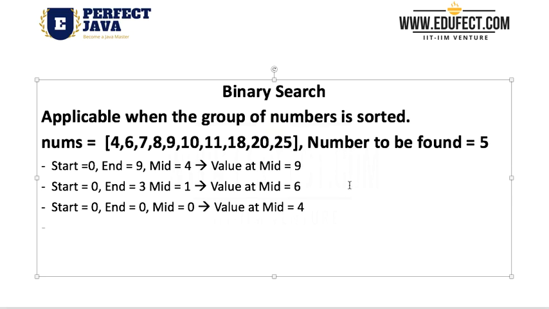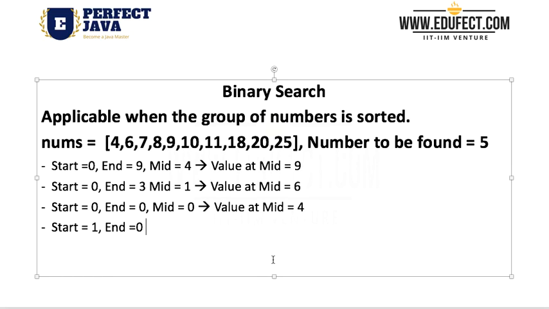Now if value at mid is 4, what is 5? 5 is greater than what we are looking at. So we will now start looking at the right. So now when we start looking at the right, start will be 1, because it will be mid plus 1, and end will be 0.